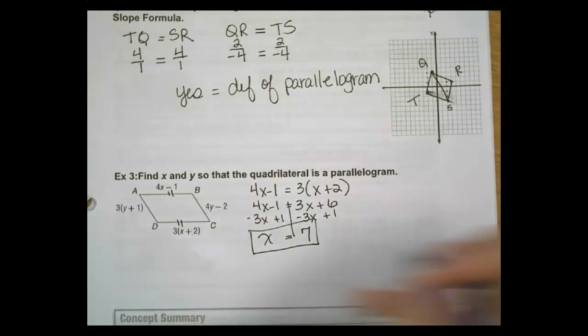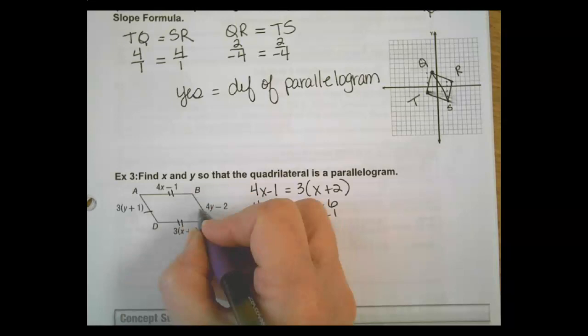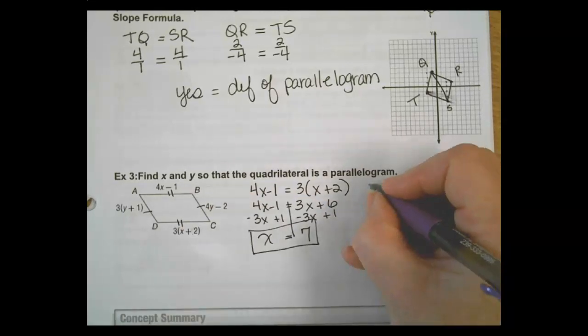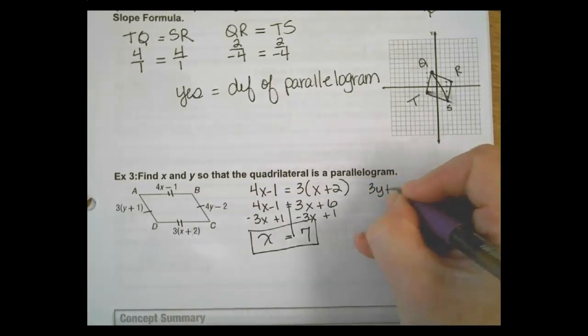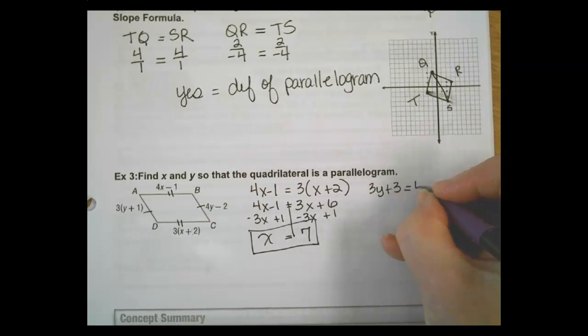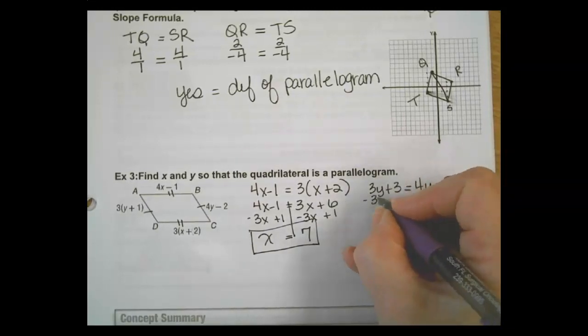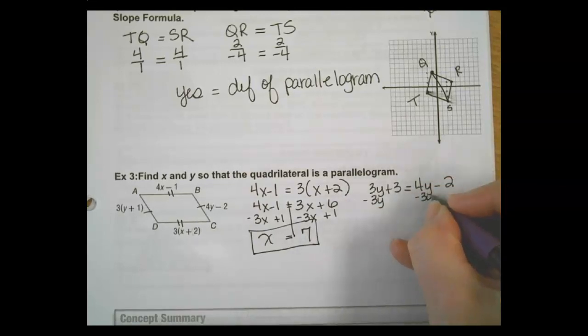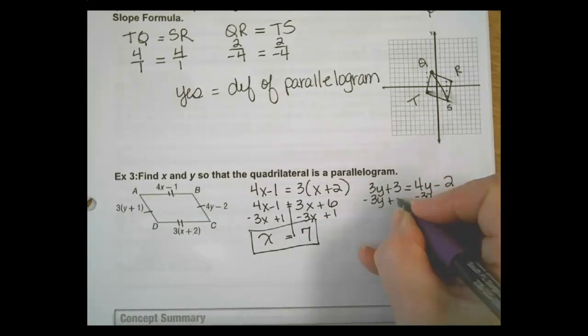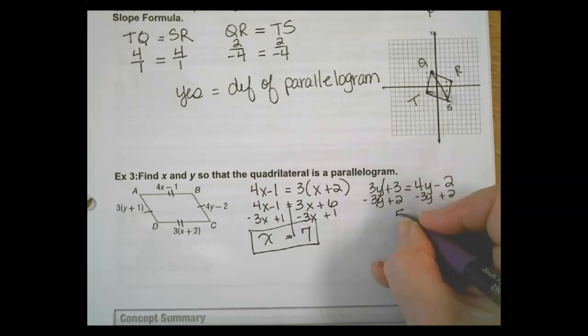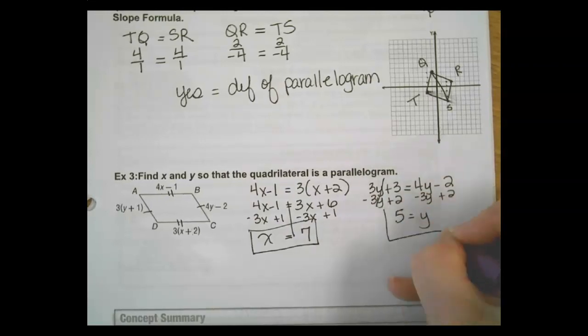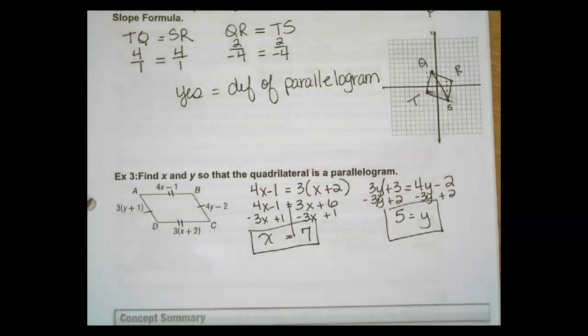Let's find y. Obviously, these two are equal to each other is what we're saying. So 3y plus 3, I'm going to go ahead and distribute. It's equal to 4y minus 2. Subtract 3y, add 2, so y equals 5. It just said to find x and y, so we do not have to plug these back in yet. Okay, but always pay attention to that.